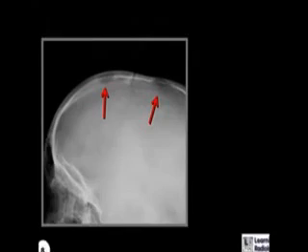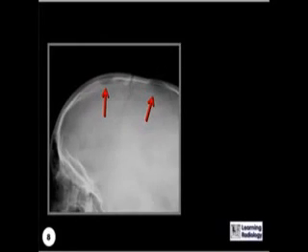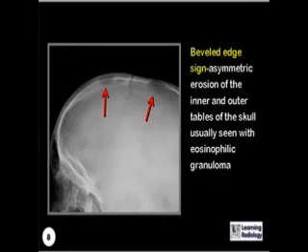What sign is demonstrated here? That's the beveled edge sign, which is the asymmetric erosion of the inner and outer tables of the skull, usually seen with eosinophilic granuloma.